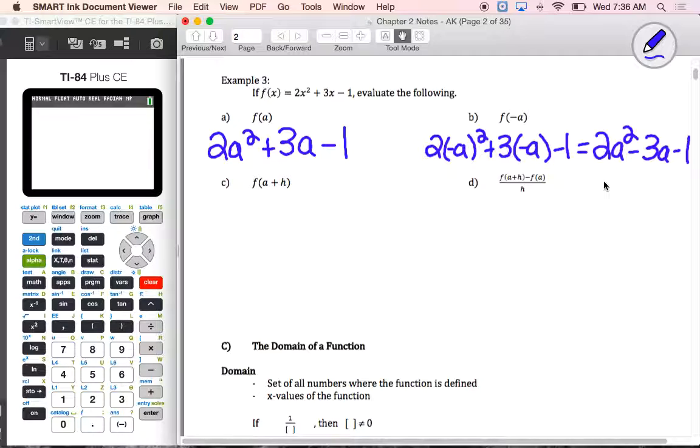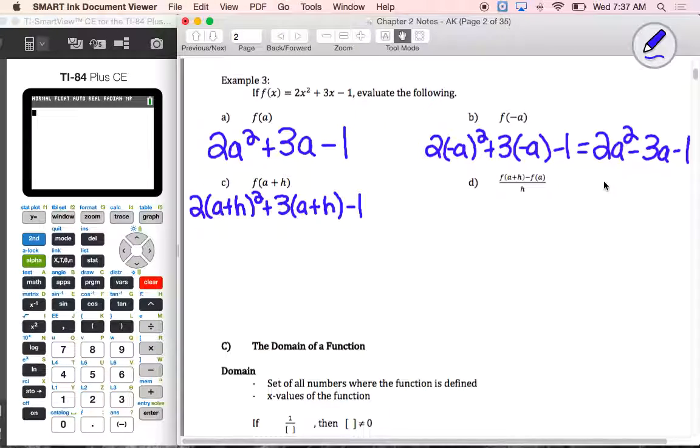Now for part C, we're putting in a plus h. So that whole chunk has to go in for every single x. It's going to be a lot more math that we're going to have to do too. So there we go. Wherever you see an x, I have to put a plus h. Now we've got to simplify.